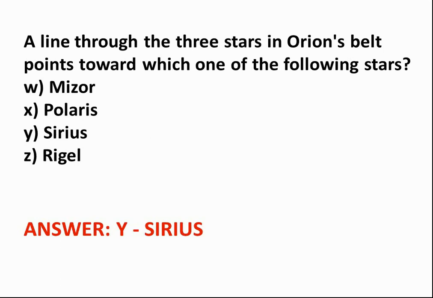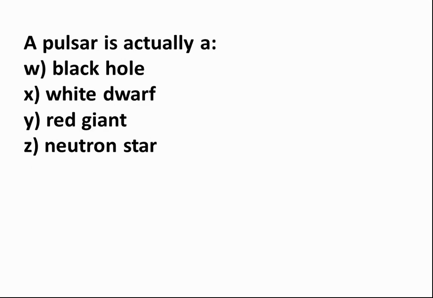Answer: Y. Sirius. A pulsar is actually a W. Black hole. X. White dwarf. Y. Red giant. Z. Neutron star.